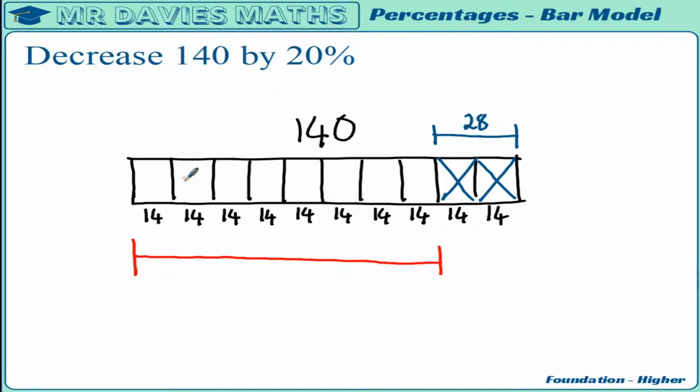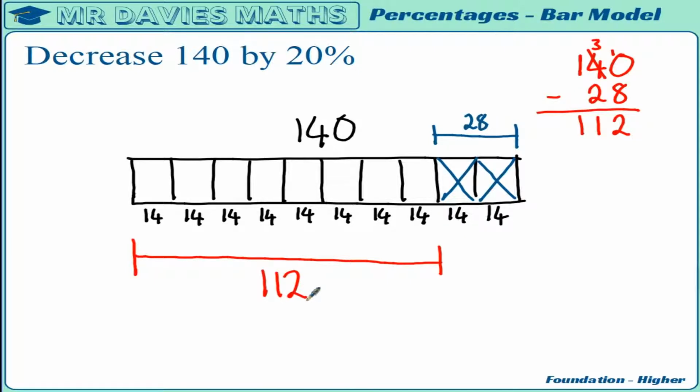So 2 ways I can do this. I can either do my 140, take away the 28 that I want to get rid of. 0 take away 8 can't be done, because I'll end up with a negative number down here. So I'll get 10 take away 8 is 2, 3 take away 2 is 1, and 1 take away nothing is 1. So I end up with 112. If you think it's quicker to basically do 1, 2, 3, 4, 5, 6, 7, 8, 8 times by 14, you can do 8 times by 14 if you wanted to, that would have got you 112 as well. 2 different ways, totally up to you. Okay, next one.